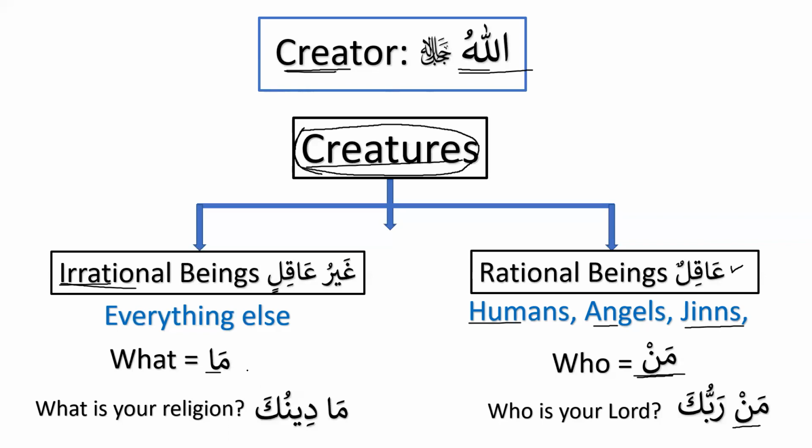Now we can see that ma is not in the category of humans. It's not in the category of angels. It's not in the category of jinns. So we can see that everything else is ghayru aqil, and for that we use ma, as we can see over here. So man is used for humans, angels, jinns, and of course for Allah subhanahu wa ta'ala, and ma is used for the rest of the creatures. So we will be talking a lot about aqilun wa ghayru aqilin. From today, inshallah, you should have a very clear concept about this.